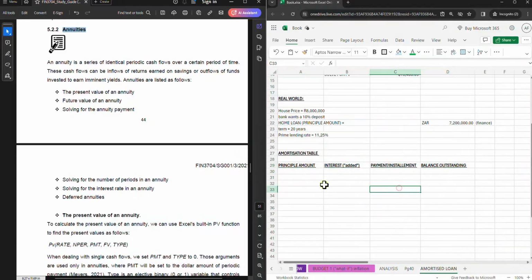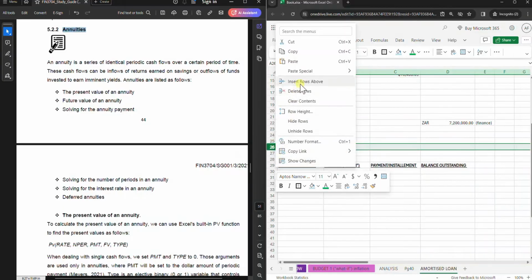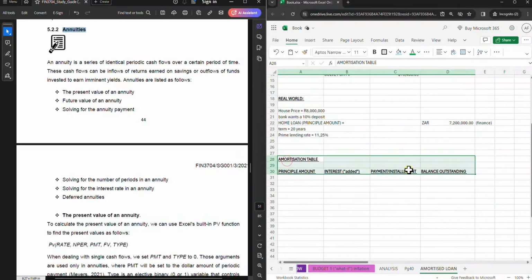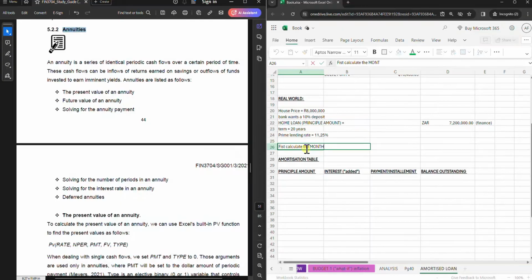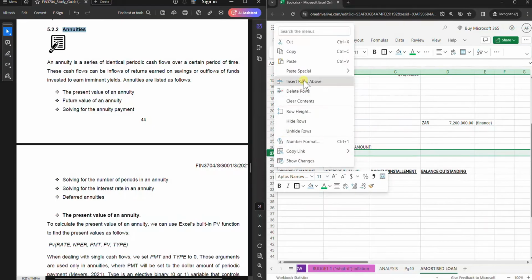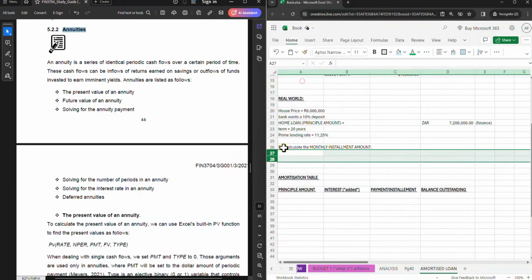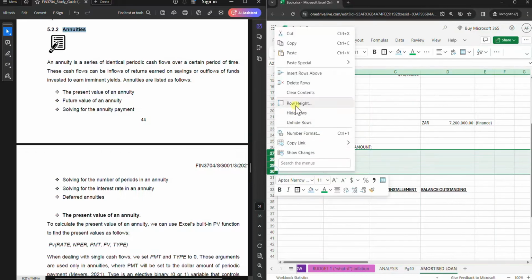Very basic calculation. If I start with a particular amount, that amount is going to attract interest, and then there's going to be an installment that's part of it as well. So the first step when you're doing any calculation looking at loan amortization or liabilities is to first calculate the monthly installment amount. The monthly installment amount is calculated using the assumed variables that we just discussed.